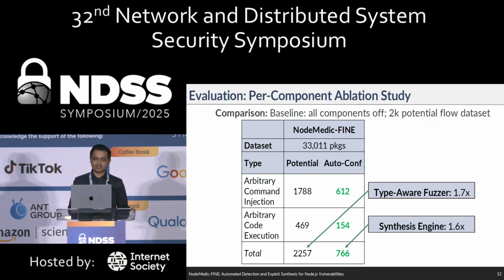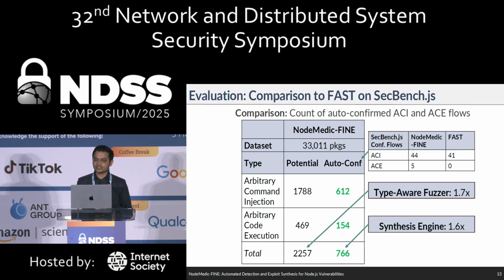To understand the contribution of key components of our infrastructure, we also performed an ablation study. We found that our fuzzer is responsible for a 1.7x increase in potential flows, with per-type rewards and reconstructing input structure contributing the majority of the increase. And our synthesis engine is responsible for a 1.6x increase in confirmed flows, with type and structure guidance contributing the majority of the increase.